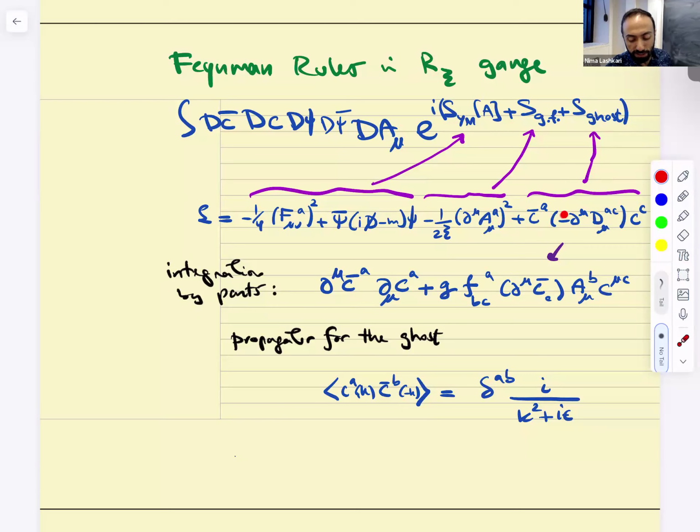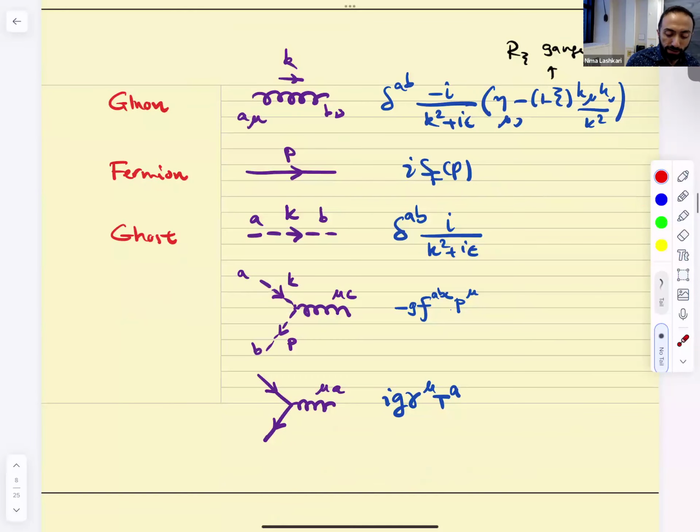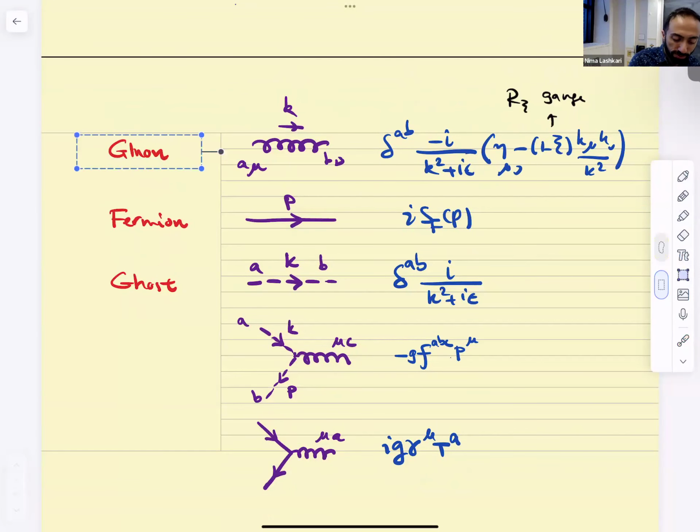I can use integration by parts to write the ghost term in the following form. I'm just putting one of these derivatives over here. That's all I've done. I've pulled this up to the other side. The propagator for the ghost field is just delta AB times i over k squared plus i epsilon. There's no mass term associated with it. It's a massless Lorentz scalar, transforming in the adjoint of the group. Oh, I called this gluon. I should call it gauge boson.